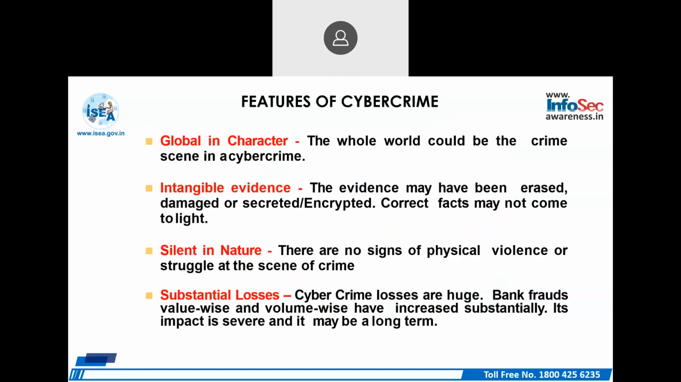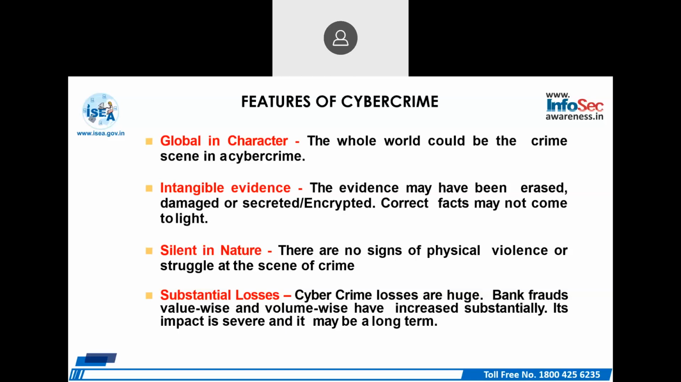Now, what are the features of cybercrime? There are four important features you need to keep in mind. First, it is global in character. The whole world could be the crime scene in a cybercrime. A murderer needs to come to your place and stab you with a knife to kill you. Someone needs to shoot you from a fixed location, or someone needs to come to your home and add poison to your water or food.